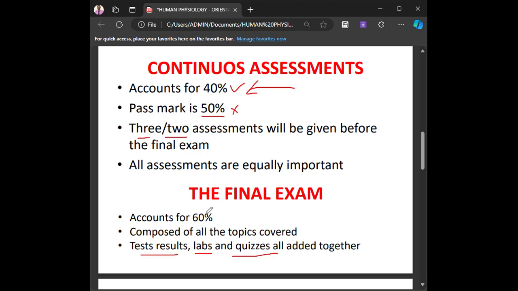Okay, so back to the final exam. It accounts for 60% out of the 100% because the 40 has already been allocated to your continuous assessments. The final exam will comprise all the topics that you will cover, and you must take note that physiology is a bit bulky, and in as much as it is bulky, it is a very, very interesting course, of which you will just end up loving it and enjoying it to the fullest.